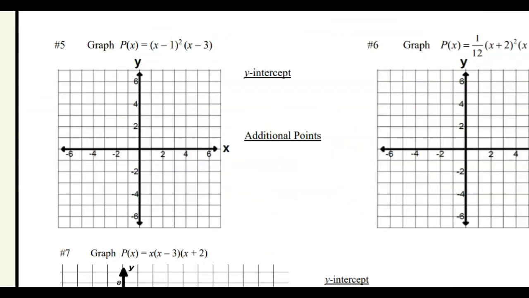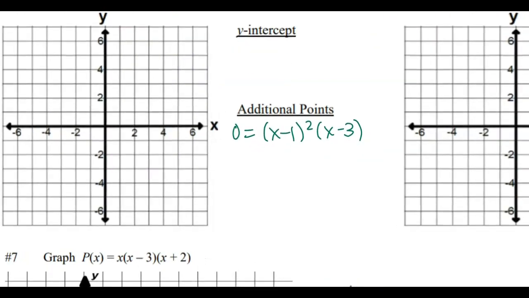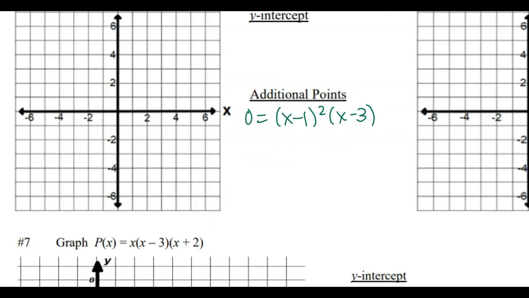So for question number 5, the first step that I said was to find the x-intercepts or zeros and the multiplicity. So we're going to set p of x equal to 0, and then x minus 1 squared, x minus 3. Remember, when you're finding your x-intercept, you're really just taking that polynomial and setting it equal to 0. I'm just going to take x minus 1, set that equal to 0, and x minus 3, set that equal to 0. So far, it looks like we're just going to have 2 x-intercepts. We'll talk about the degree in a second.